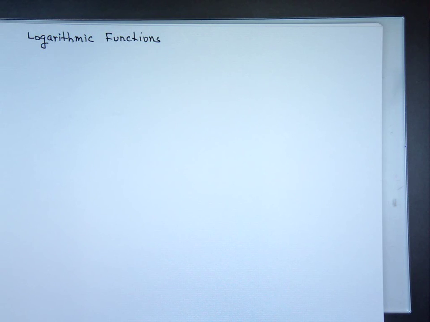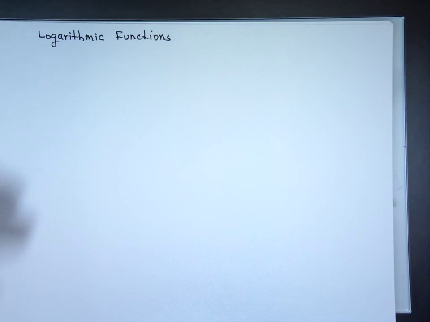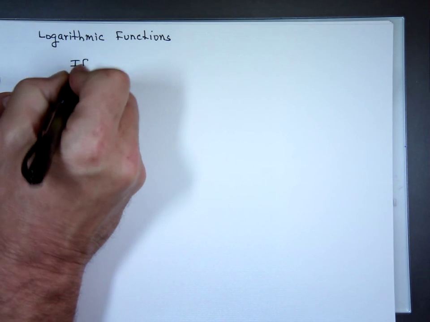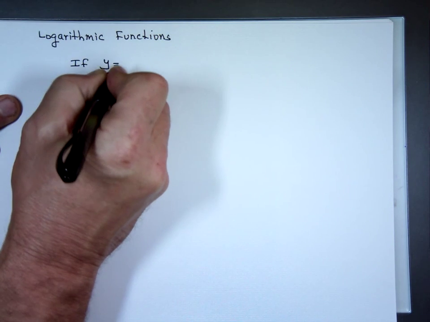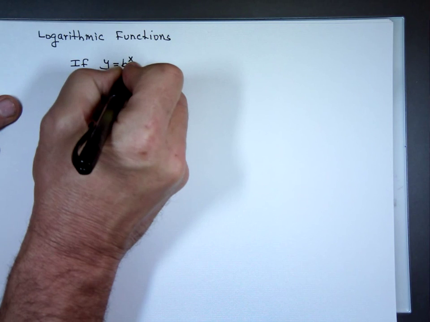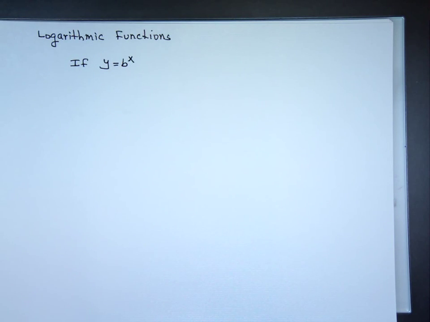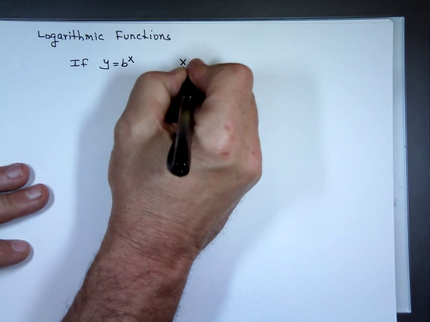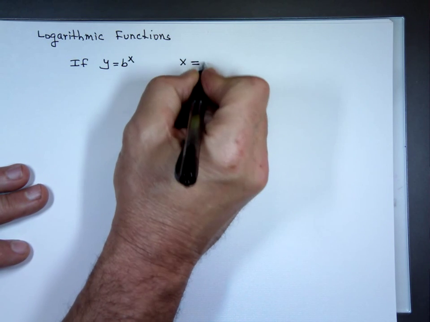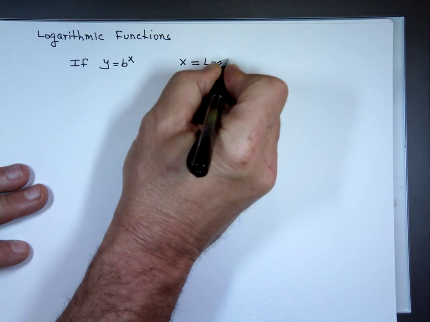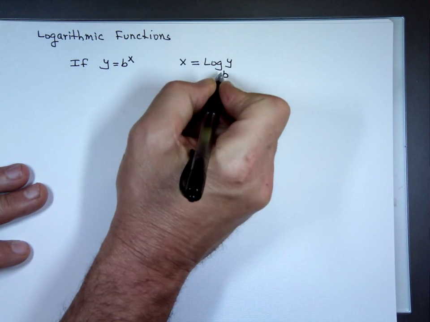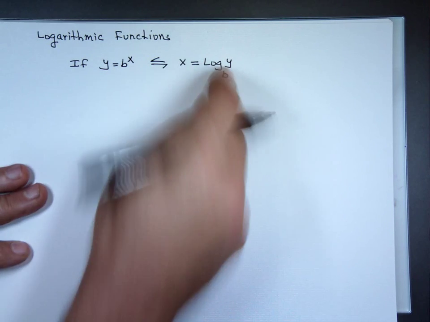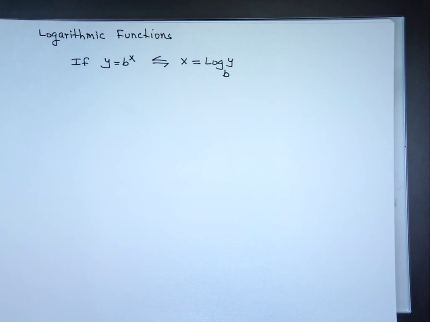First thing I see in this section here, I see an equation. It says if you have an exponential function like y equals b to the x, then you can rewrite that as x equals log of y base b. You can go back and forth between these two, from here to there. That's what the arrows I drew mean.